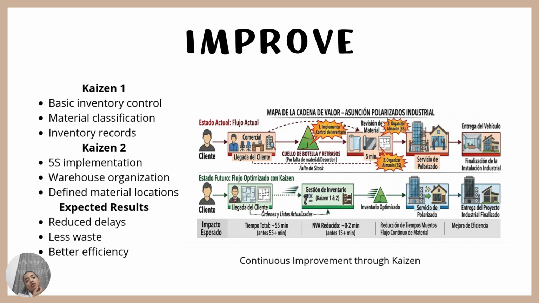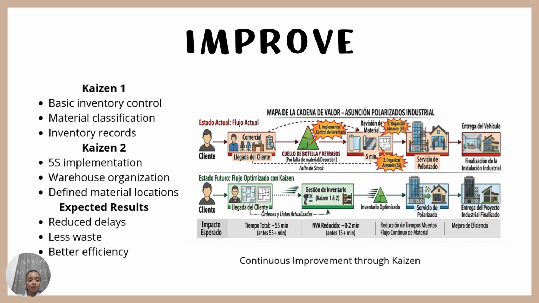The improve stage focused on continuous improvement through the Kaizen approach. Two Kaizen proposals were developed. The first one focused on implementing basic inventory control, material classification, and inventory records. The second proposal focused on 5S implementation, warehouse organization, and defining material locations. These improvements were expected to reduce delays, minimize waste, and improve operational efficiency.